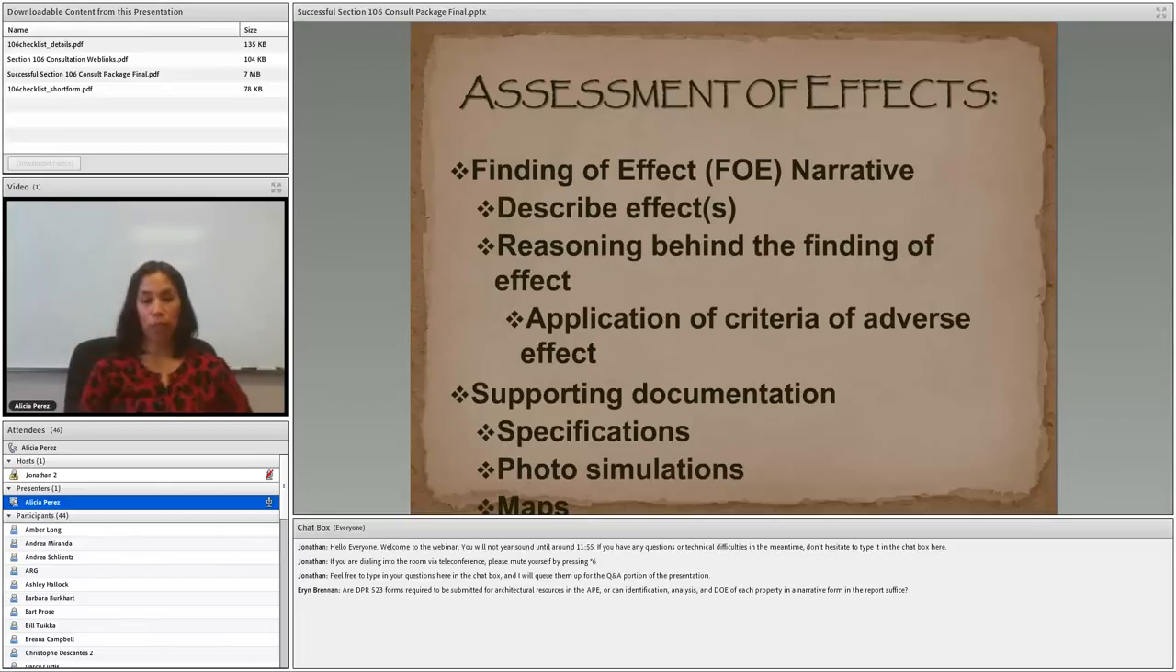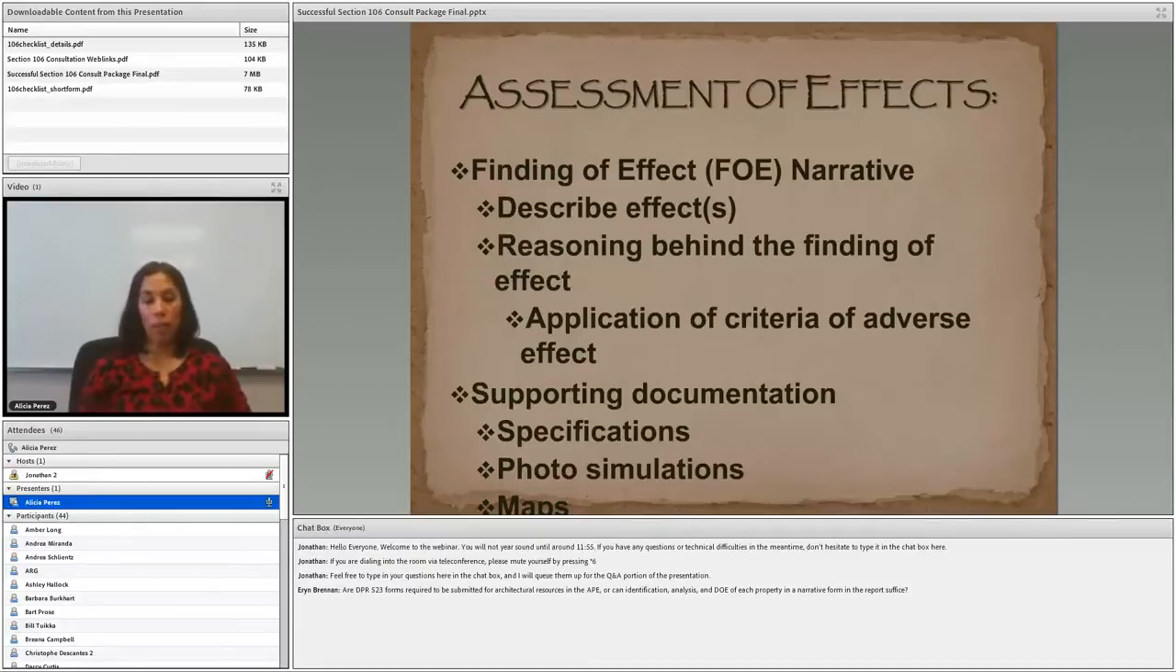After you've received SHPO consensus on your determination of eligibility, you move forward with the finding of effect, or FOE. Things to include in the FOE narrative: describe the effects, so that you can go back to your undertaking or your APE, list the effects. So direct effects because of, for instance, trenching for utilities, indirect effects, shadow effects, that type of thing. You want to list the effects, and the reasoning behind the finding of effect. So you want to, again, justify how you arrived at this conclusion.